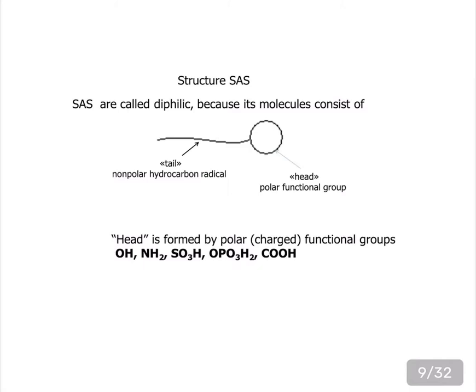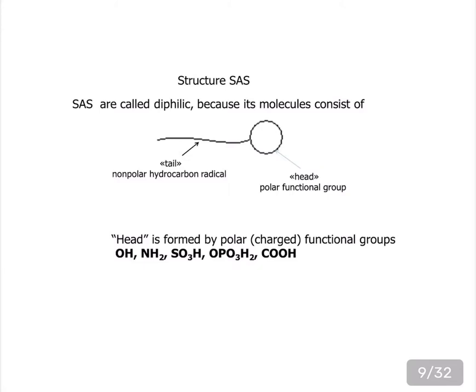These functional groups can form charge, and it may be a hydroxyl group, amino group, sulfur group, carboxyl group, or phosphate group. That's why a surface active substance is drawn as a round shape, which means the head, and a line, which means the tail.